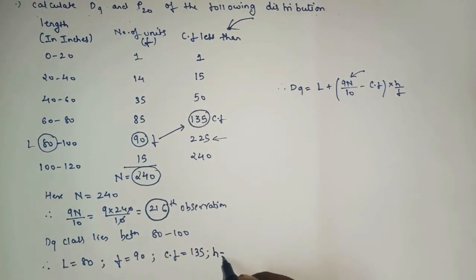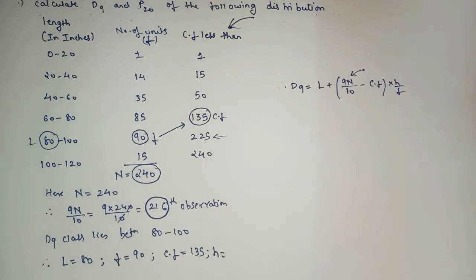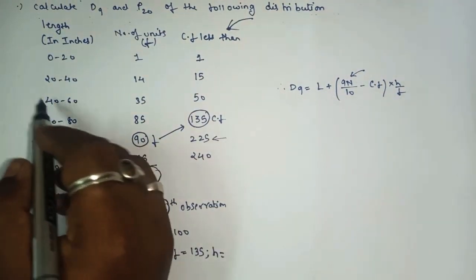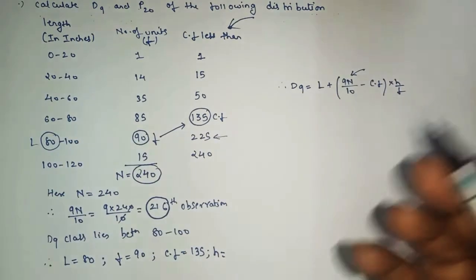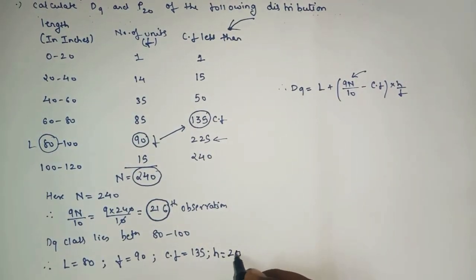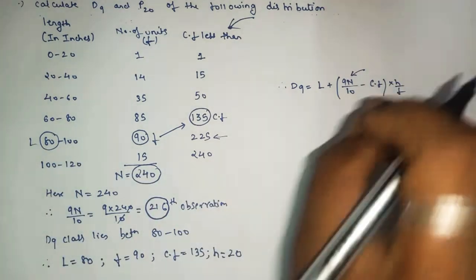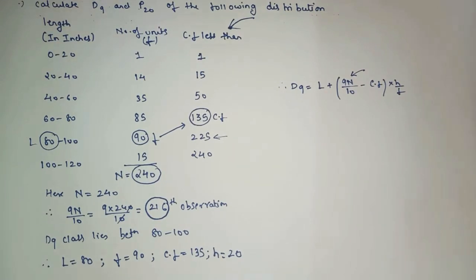h here is known as the width of the class. Clearly we can see that the width of the class for this sum is a difference of 20 to 20, yes or no? Clearly it is a difference of 20, so you will write h equals 20. So here we got all the values. Simply write the formula, substitute the values, and you will get the answer.